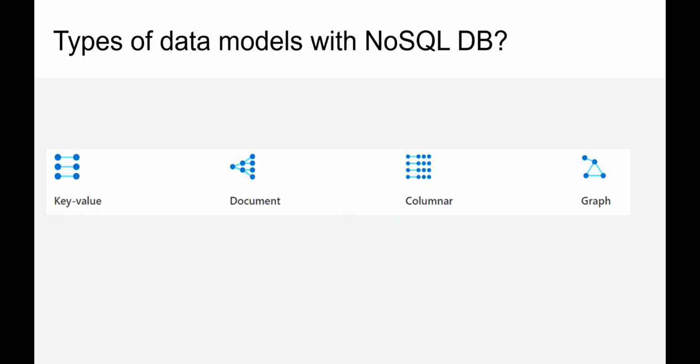Types of data models with NoSQL databases. The different types of data models with NoSQL databases. The key value: a key value store holds a pair, a key and a value. Using a hash table, key value types are best when a key is known and the associated value for the key is unknown. The document database extends the concept.